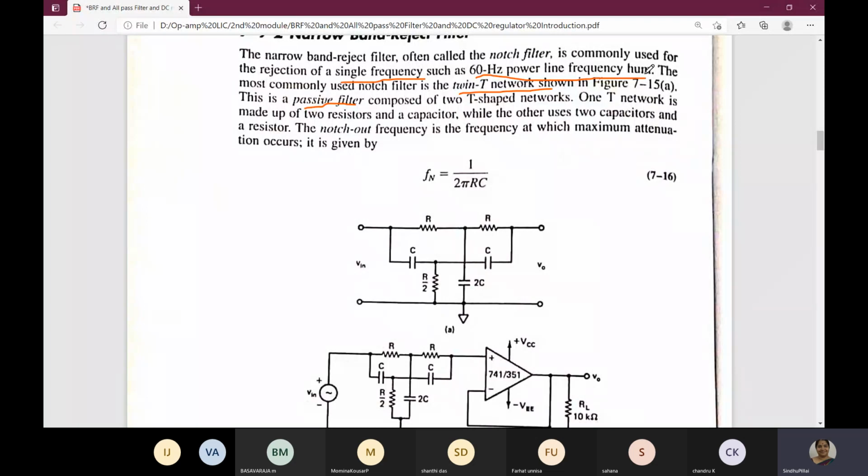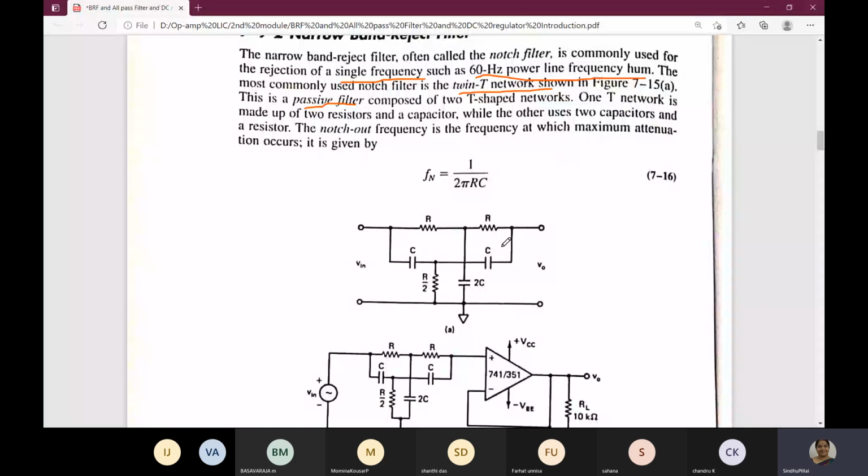It is used to reject the single power line frequency hump of 60 hertz. Whenever they transmit power, there is a hump of 60 hertz that should be removed. To remove that frequency, they go with this notch filter, which is also called a twin T network. Why do they call it a twin T network? Because it takes the T shape.